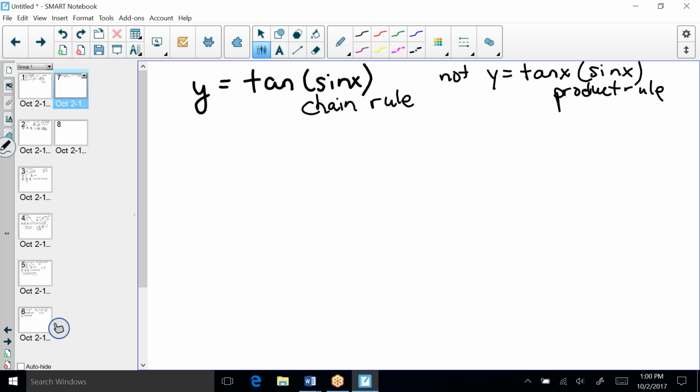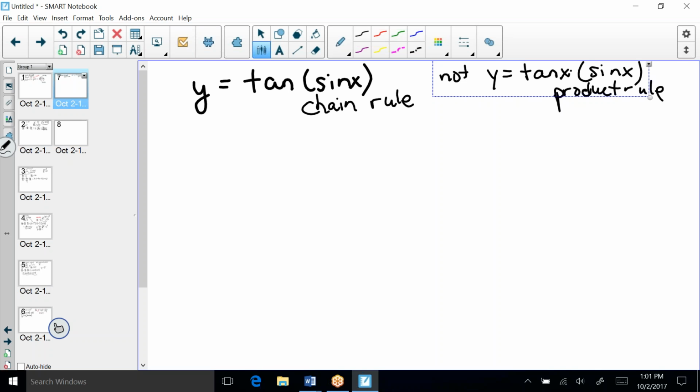So this is a product of 2 things, tangent of x times the sine of x. This is not tangent times sine, because that doesn't make sense. You can't just have a tangent hanging out there with nothing after it. You always have to have something. You can't just take a tangent of nothing. This is the tangent of the sine of x. That's what you're taking the tangent of. The angle is x, so you're taking the sine of it, and then you're getting a number, and then you're taking the tangent of that.